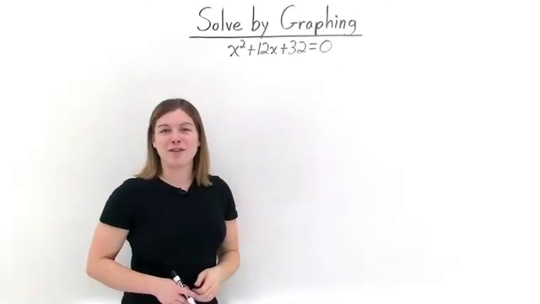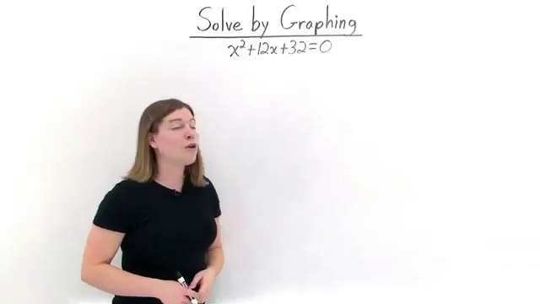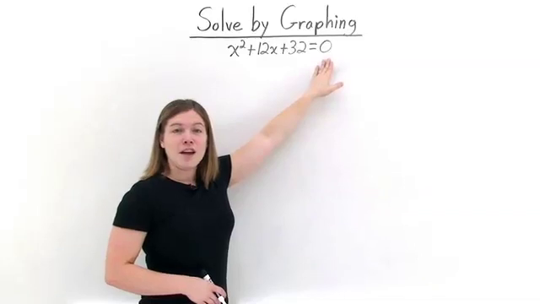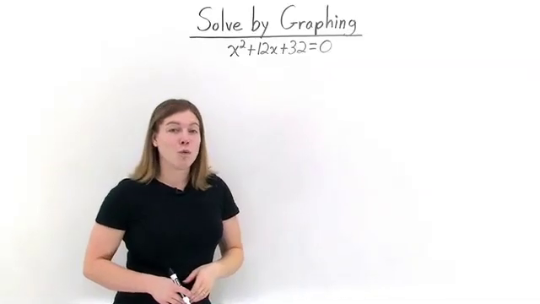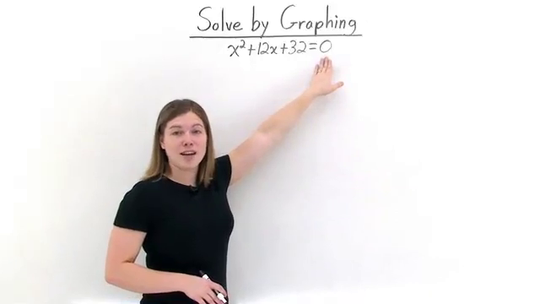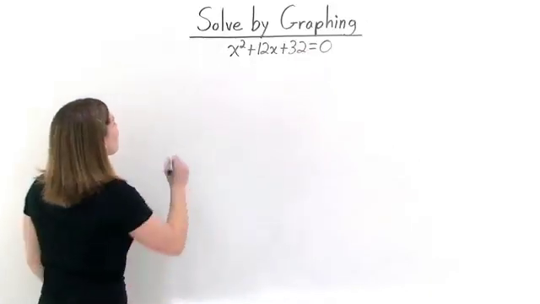Solve this equation by graphing. Well, looking at our equation, we have a polynomial set equal to 0. And in order to graph, we need to have a y value. So for now, let's pretend that the 0 is a y. That way we can graph this.